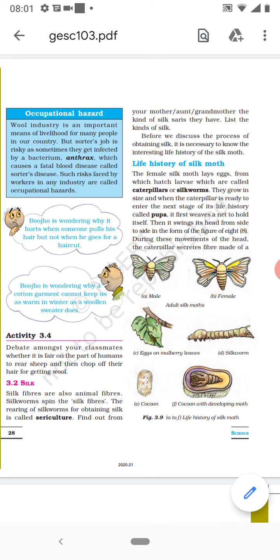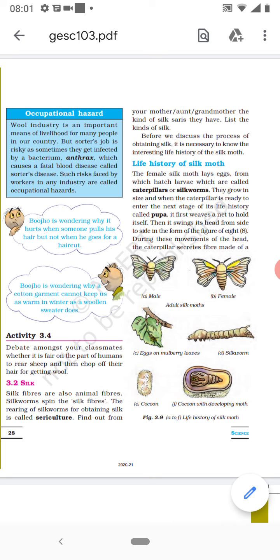After the caterpillar, which stage of the life cycle of the silk moth comes? Pupa. This covering, the net covering, is known as cocoon. The further development of the pupa into a moth continues inside the cocoon. That hard covering is known as cocoon. Inside that, development of the pupa into a moth occurs.